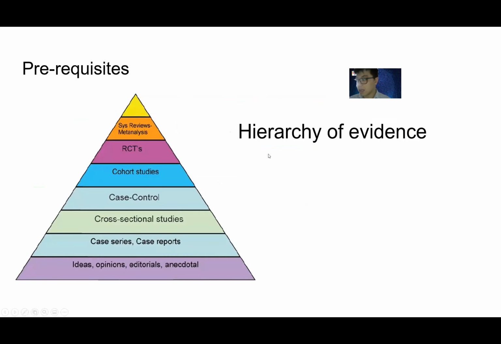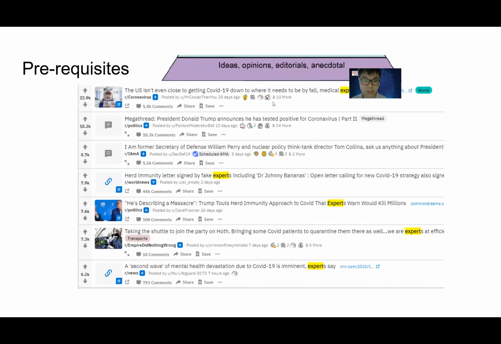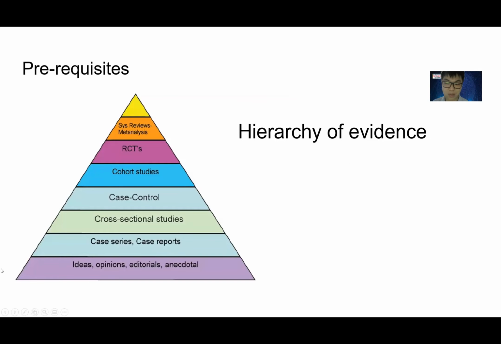Now a question that always comes up is, where do machine learning projects stand on the hierarchy of evidence? And why do we need machine learning? When I searched for COVID on social media, I found that, unfortunately, most of the articles always say something according to experts. And if you remember the hierarchy of evidence, expert opinion is on the very, very bottom, right?